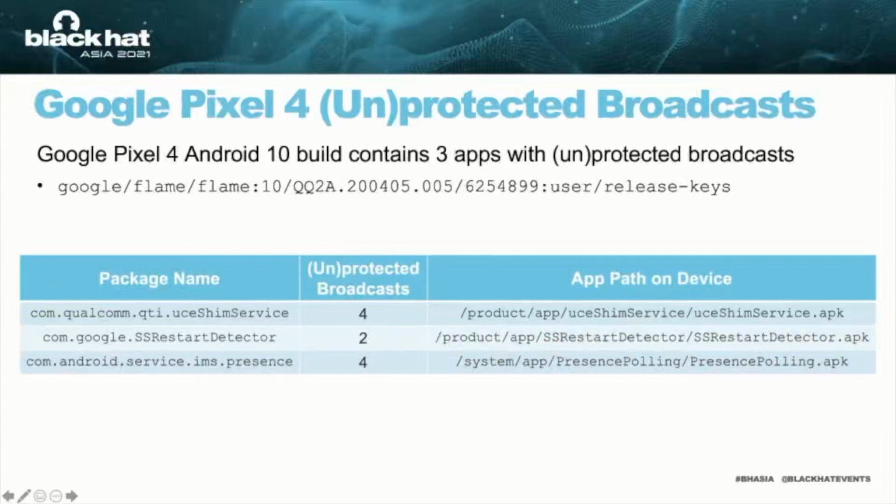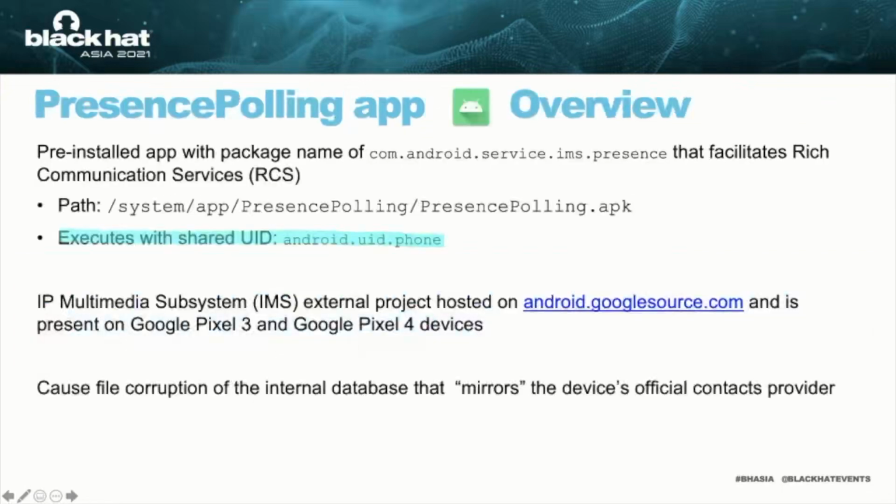So we wanted to check to see if any Google devices were also affected. So we looked at the Google Pixel 4, and this contains 3 applications that declare protected broadcasts. And based on the declaring app's file system location, they aren't actually protected at runtime. So we provide the build fingerprint and also the package names and their paths on the device.